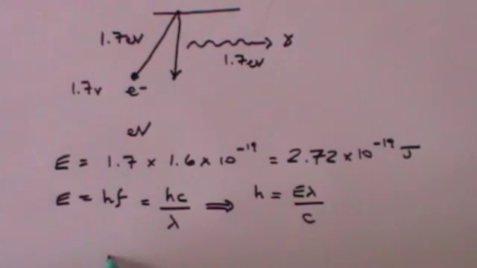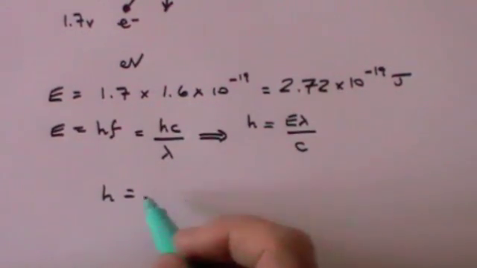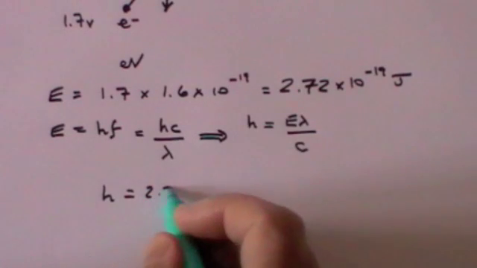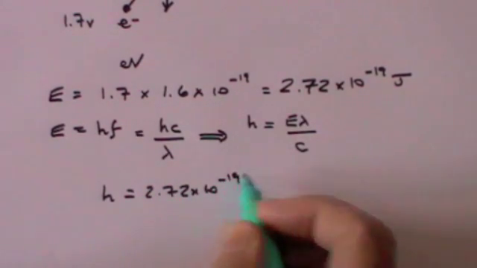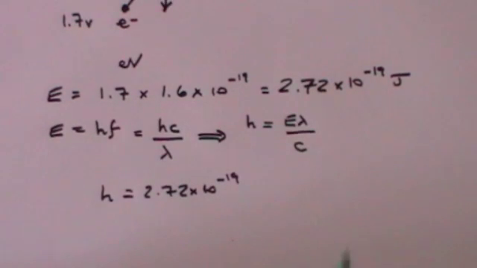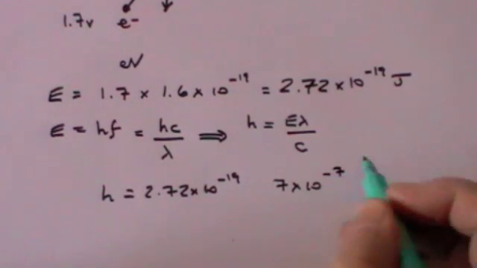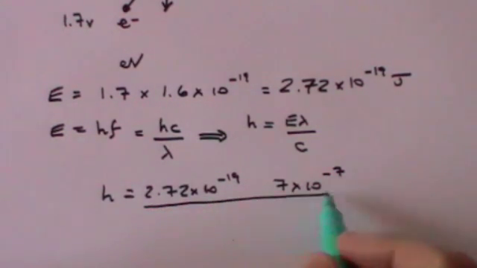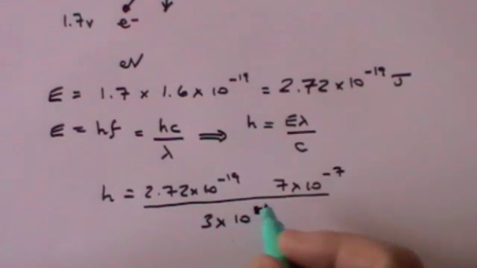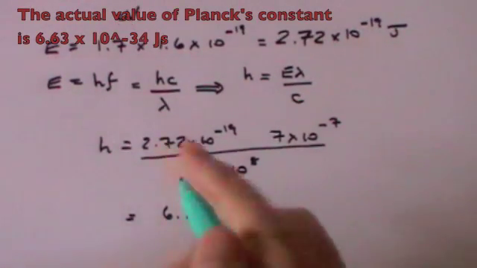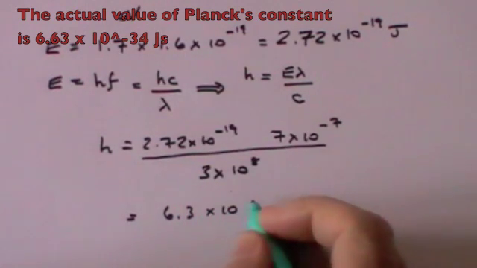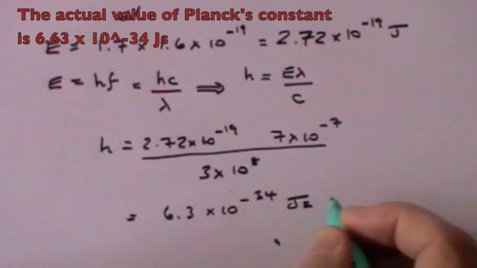Well, we know that means that Planck's constant is equal to E. E we've just calculated, 2.72 times 10 to the minus 19. Lambda we were given, it was 7 times 10 to the minus 7 meters. And of course the speed of light we were given, 3 times 10 to the 8. And if you calculate all of that, you should get 6.3 times 10 to the minus 34 joule seconds.